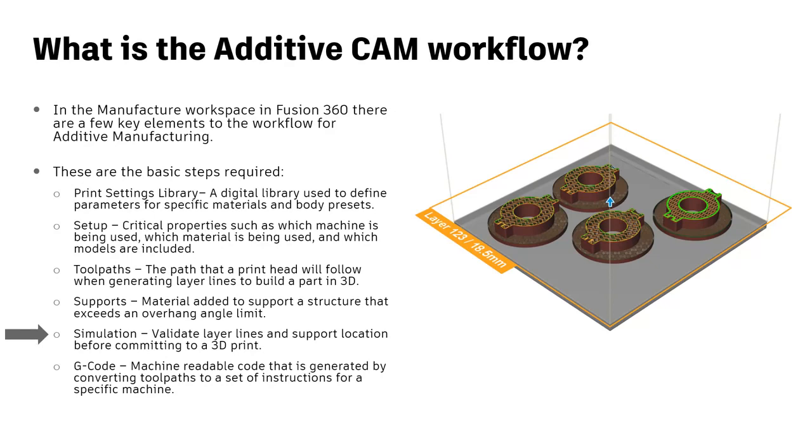Simulation is used to validate the layer lines and support locations before committing to a 3D print. And finally, the G-code, machine-readable code that is generated by converting the toolpaths to a set of instructions for a specific machine.